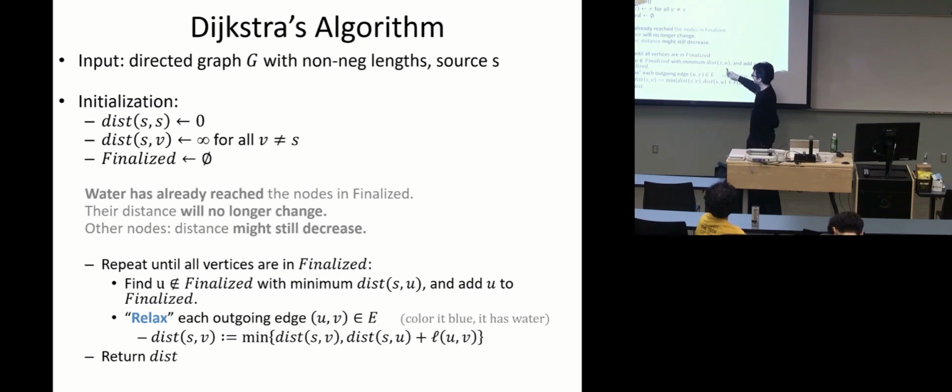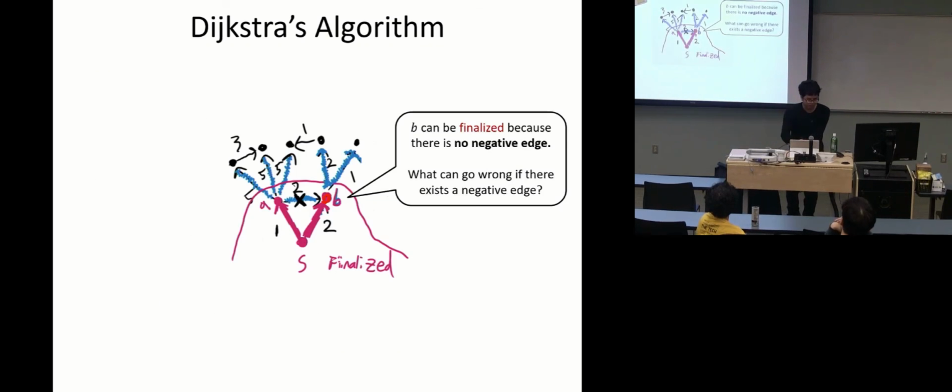And once you get the vertex U, just try to relax. I'm not sure why they call it relax actually, but they call it relax. Relax each edge going out from U to V; from U, you relax everyone. So this is kind of like coloring it blue.